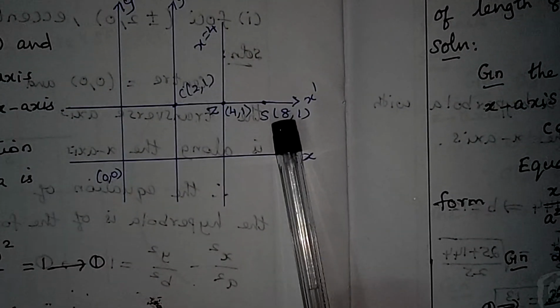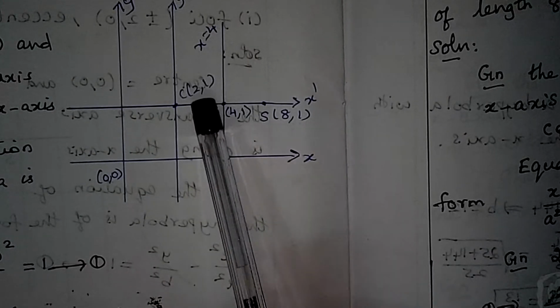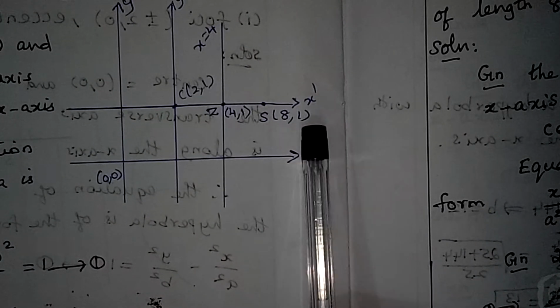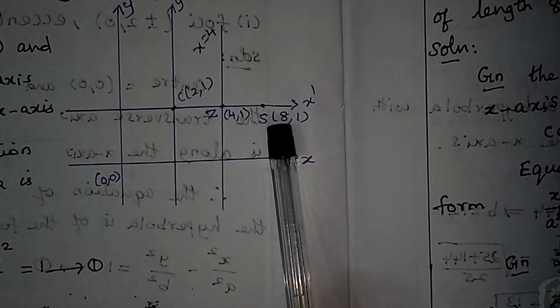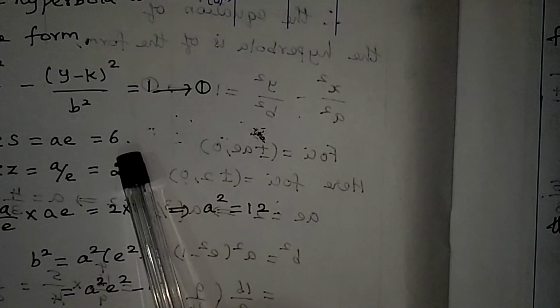You can use the distance formula here for the center and focus. How can you find this distance easily? The y values are the same, so you can remove them and subtract the x values. 2 minus 8 is minus 6. You can make it positive, so it becomes 6.